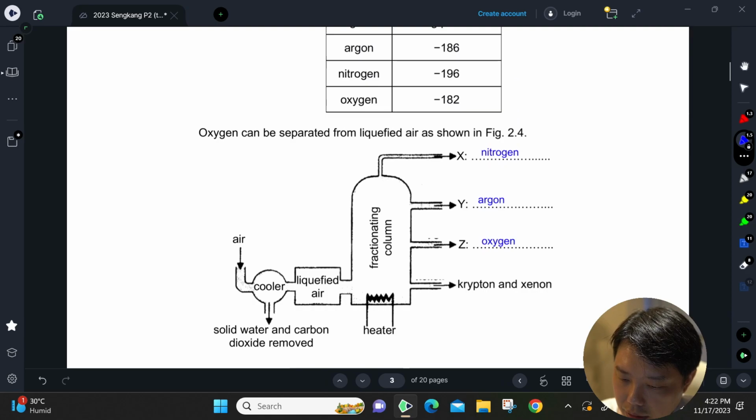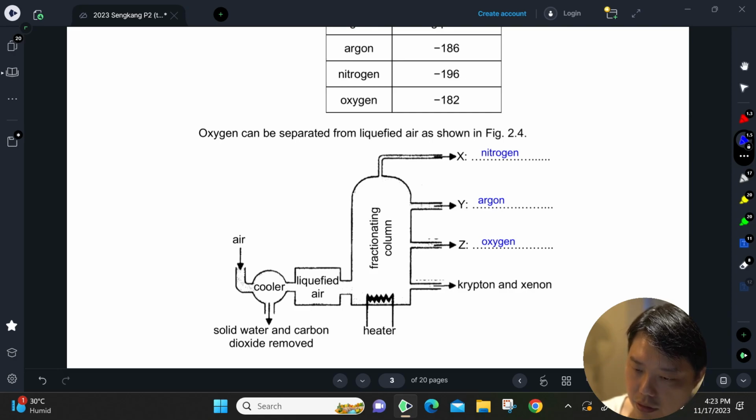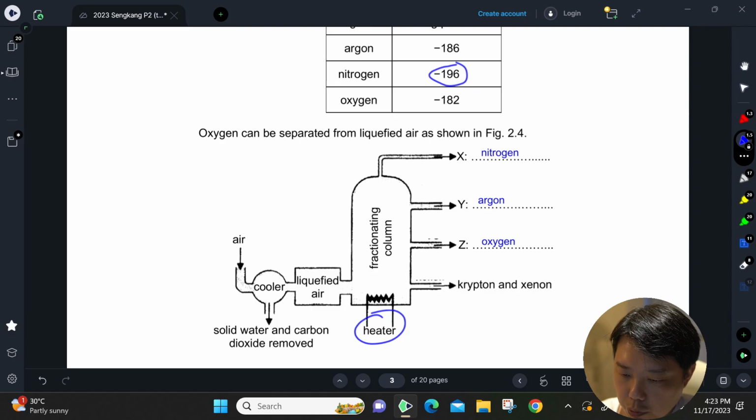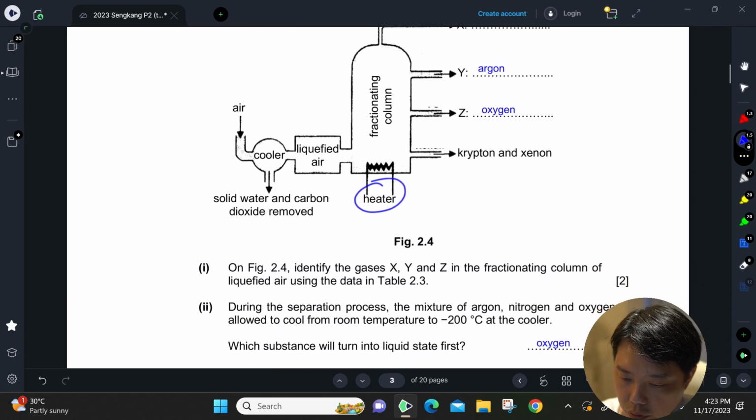So basically, X will be the gas that boils off the fastest, so that will be the lowest temperature. At the lowest temperature, it changes to gaseous upon heating. So you want to choose the temperature which is the lowest, and it will boil off the fastest. Then of course the second one will be argon, and then oxygen, which will be the last to boil off, to vaporize.